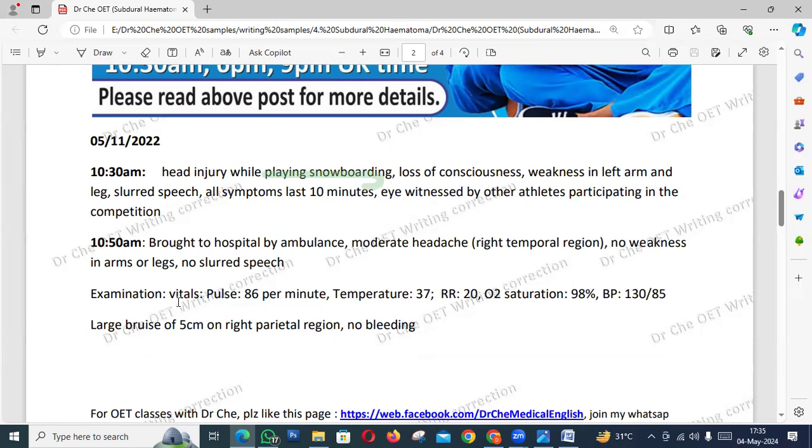Okay, and in vitals you will say what is abnormal. Okay, BP is a little bit high. You will write this. Pulse is normal, temperature is normal. Okay, respiratory rate is normal. You can write this. The examination was unremarkable except for blood pressure of 130/85. It could be like this. And there is one more thing on examination, that is 5 centimeter bruise. Okay.